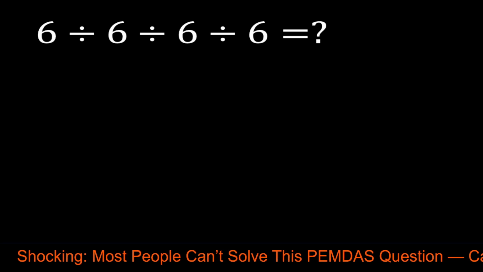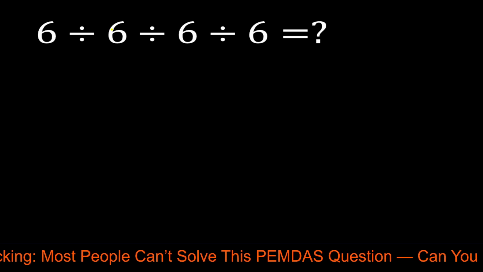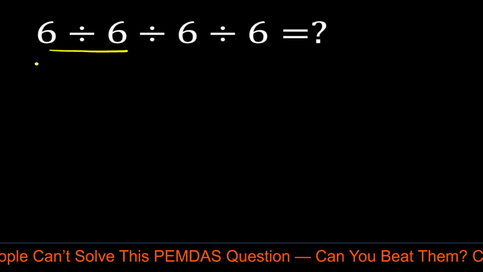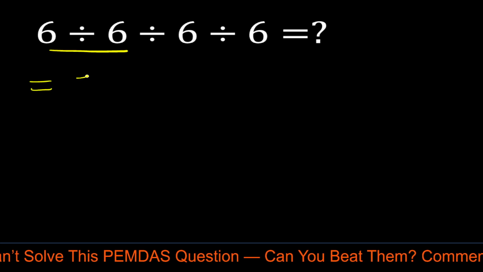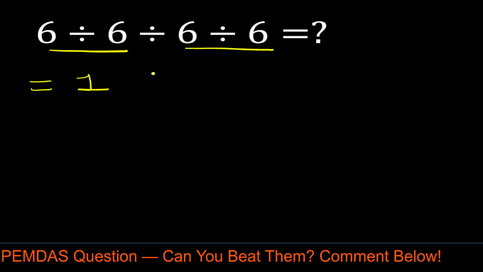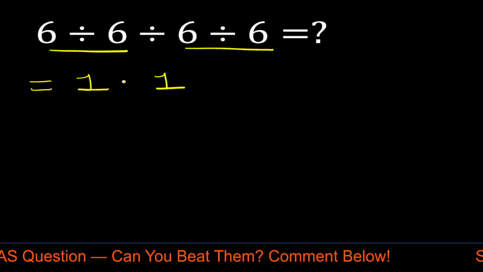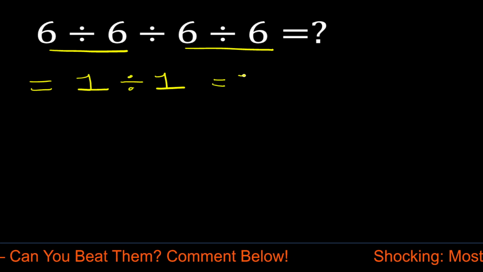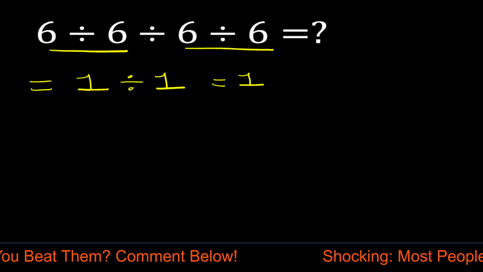So most people solve this question like 6 divided by 6. So 6 divided by 6 is equal to 1, right? Then again 6 divided by 6. So 6 divided by 6 is equal to also 1. Now 1 divided by 1. So 1 divided by 1 is equal to 1, right?